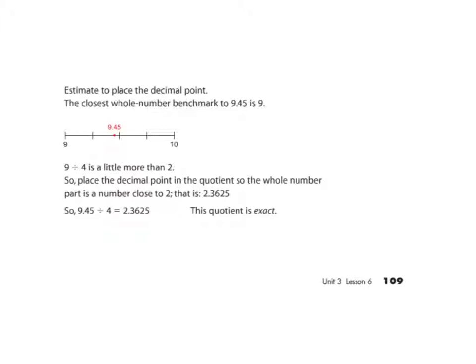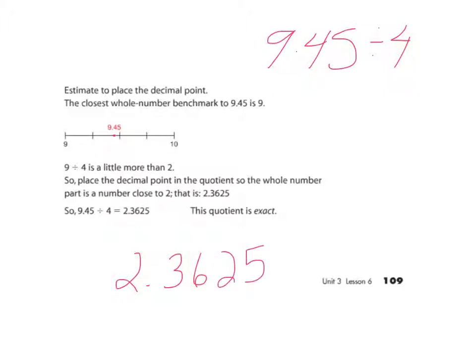So 9 divided by 4, or 9.45 divided by 4 was our original question. And if I look at it, 9 divided by 4, well, it's kind of closer to 8. 8 divided by 4, well, that would be about 2. So it's going to be a little bit more than 2. So I know that I'm going to have to place my decimal after the 2, which would leave me with 2.3625, or 2 and 362 thousandths and 5 ten thousandths.